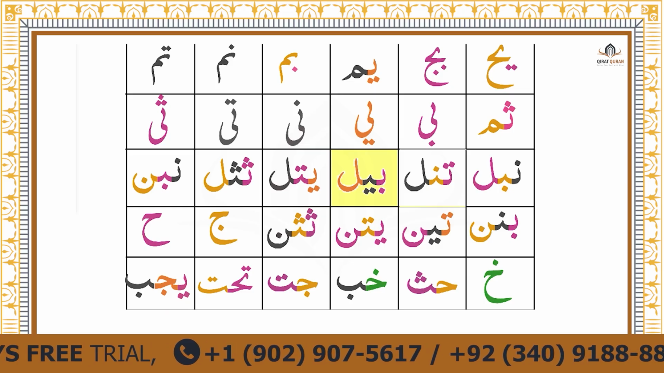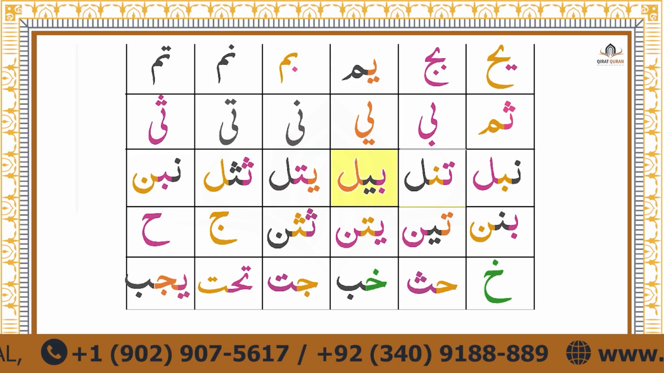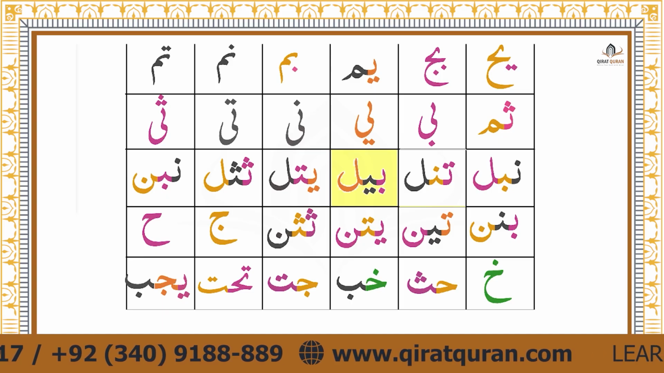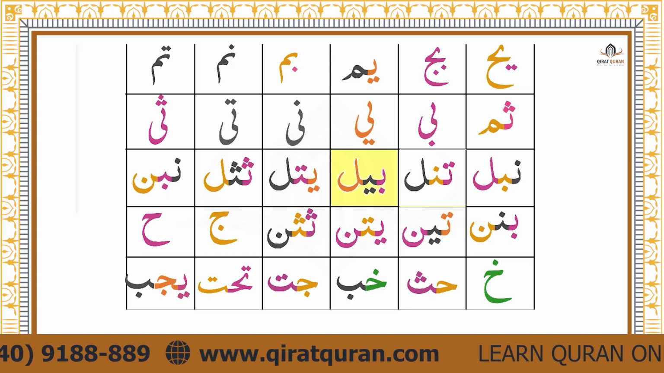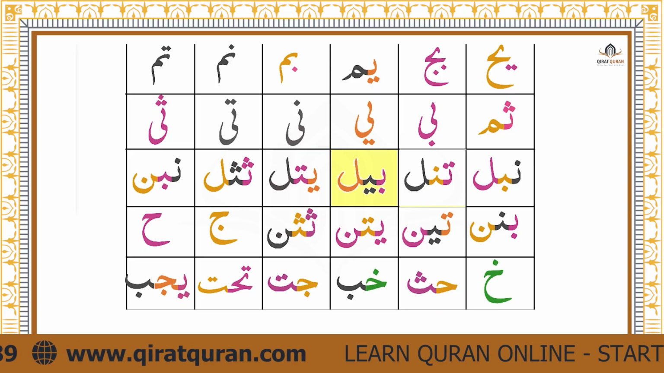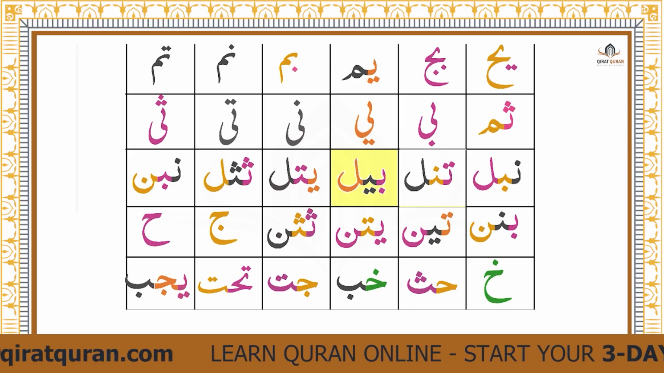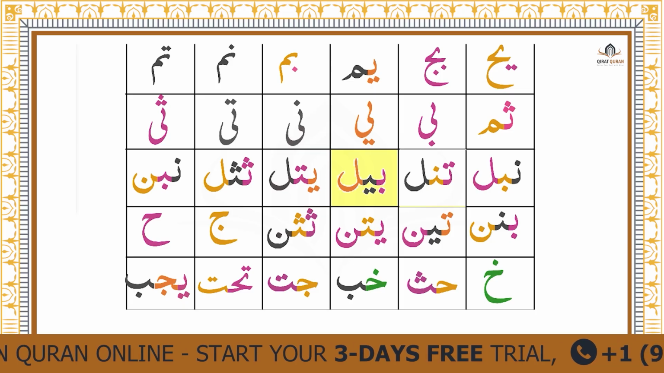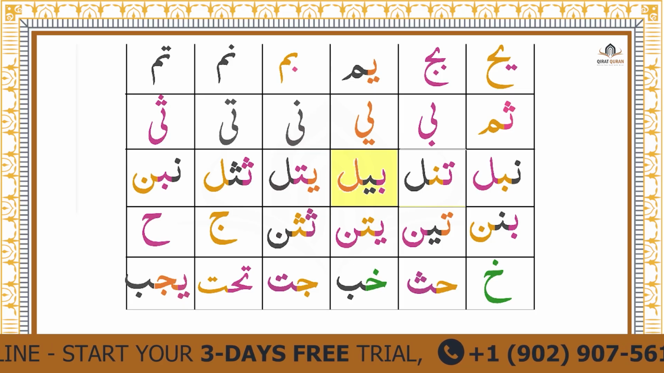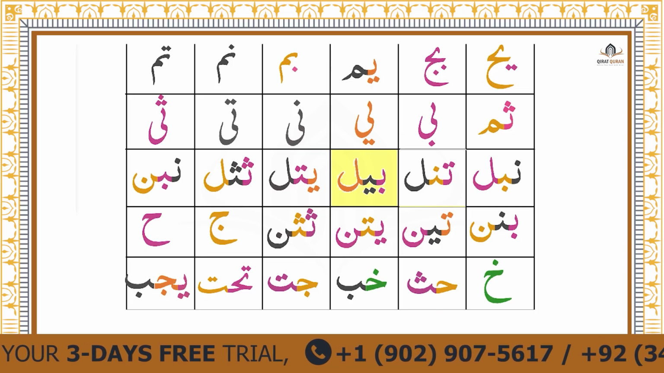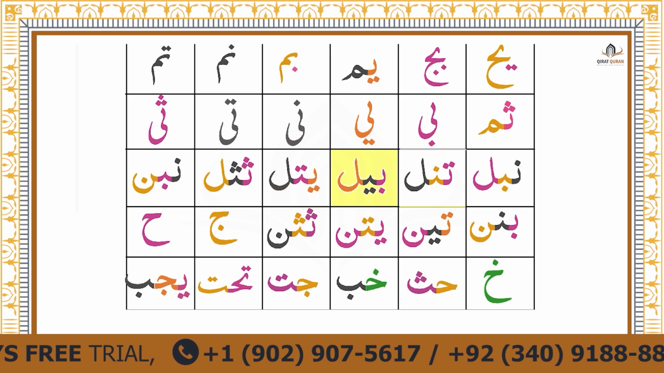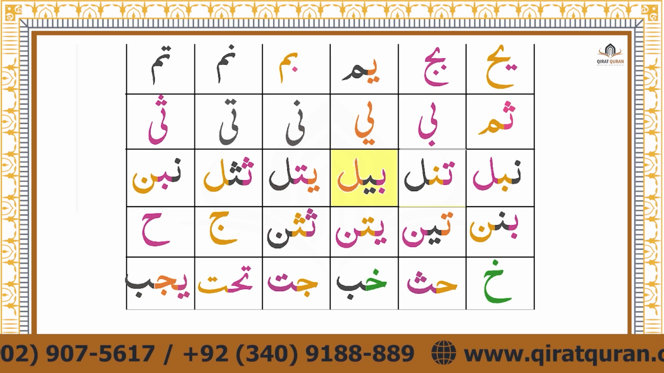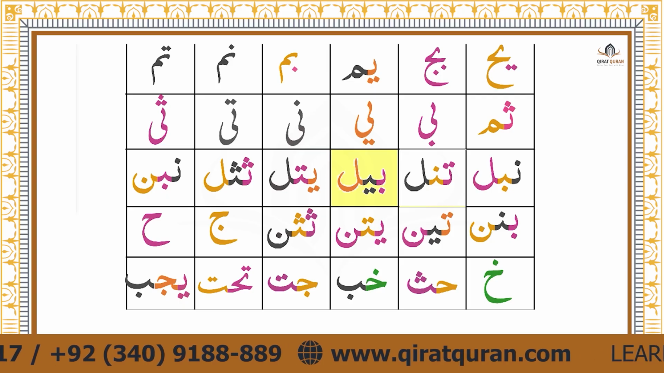Next three letters, the first one, which has a single dot at the bottom, is Ba. The next letter having two dots at the bottom is Ya. And the last one is Lam. So first one Ba, the second one Ya, two dots at the bottom, and then the third one is Lam.